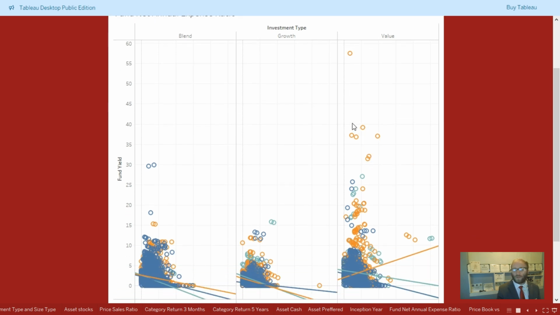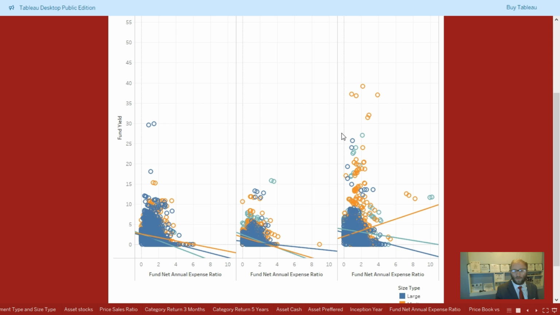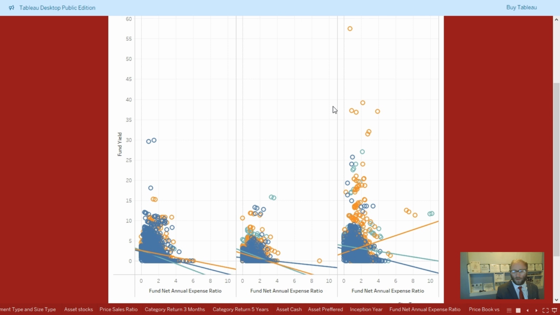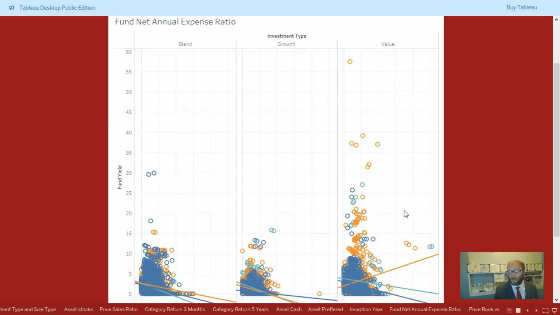The next visualization is of the fund net annual expense ratio, broken down by the investment type. And this visual actually shows us that the fund yield goes down as the fund net annual expense ratio goes up, which is kind of counter to what you'd think, that if you spent more money on the fund, it would perform better. The only exception is this medium fund in the value investment type.